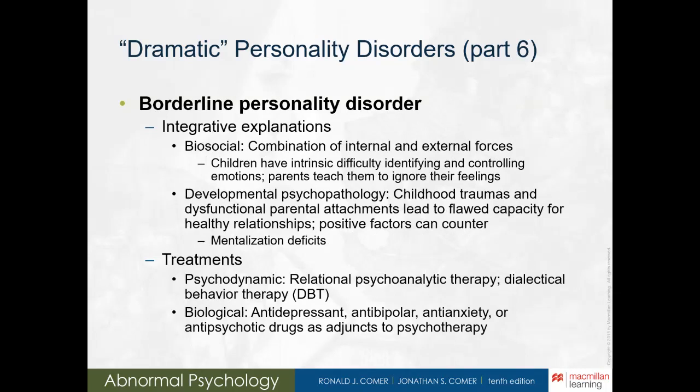What are some integrative explanations? Just talked about the biosocial one. When we also look at developmental psychopathology, they look at how childhood traumas, especially childhood sexual abuse, and dysfunctional parental attachments lead to flawed capacity for healthy relationships. So these might be where the parents were very smothering and then they were absent. And then they were heavily involved, or one parent was overtly heavily involved, and then the other parent was missing from the picture.